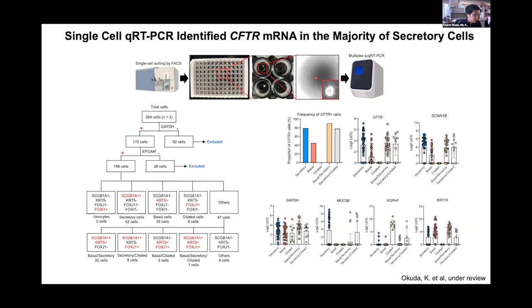For your information, the GAPDH gene expression is similar, no different between groups. That means that these sorted cells are still viable and the quality is not bad. And the major cell type markers are consistent with this cell type definition. So these two methods, more sensitive than single cell RNA sequencing, agree that secretory cells express CFTR most dominantly.